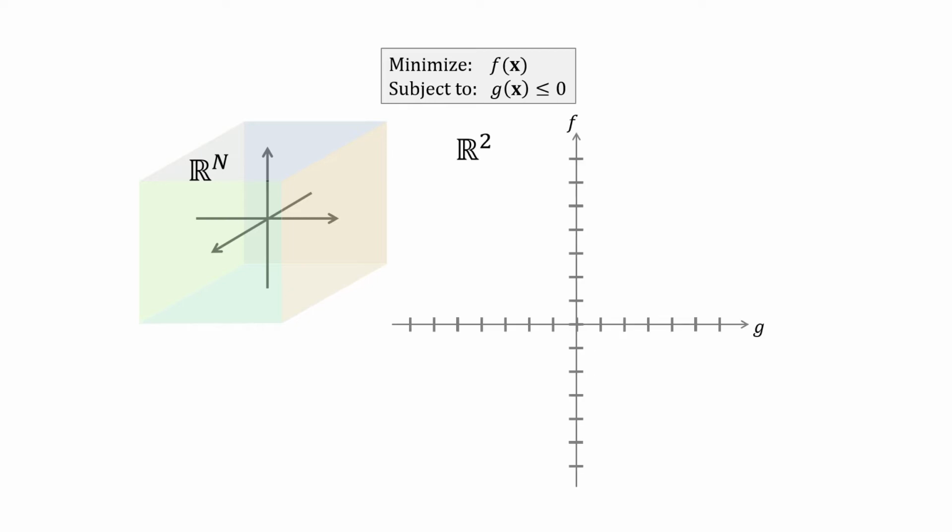So this is the constraint optimization problem: minimize f of x subject to g of x less than or equal to 0. This is an n-dimensional space, which is the domain of f and g, our two functions. And this plane is the fg plane, where the x-axis is the constraint and the y-axis is the objective. If we take any point x in n dimensions, its image in this fg plane will be the point (f(x), g(x)).